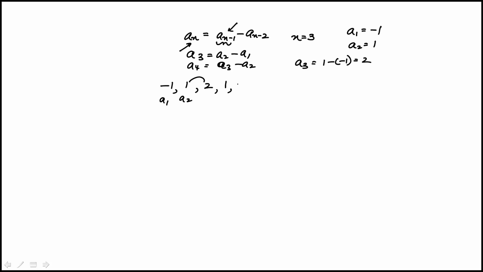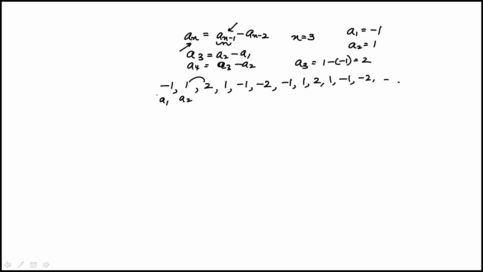1 minus 2 would be -1, and then -1 would be -2. And if we do the next one, you'll see this will go back to -1. So you have to do it far enough so you can start to see the pattern. And then this would be 1, then 2, and then 1, -1, -2, so on and so forth.